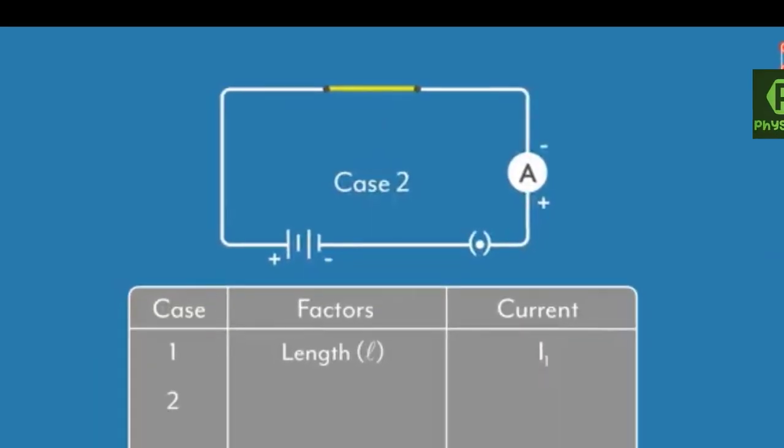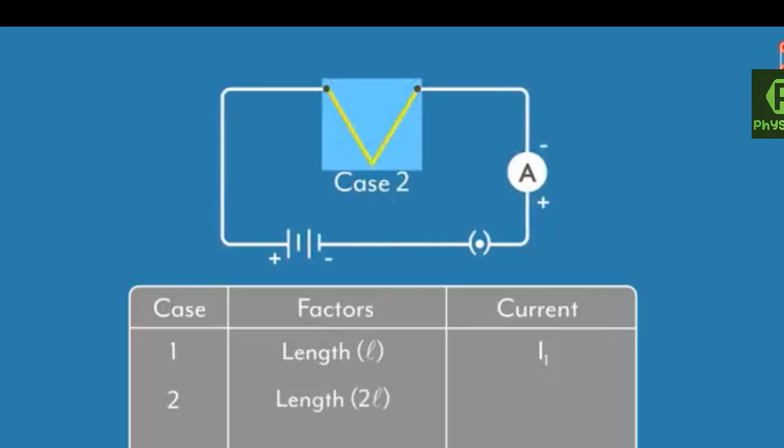In the second case, we double the length of the nichrome wire, but keep the thickness the same. We just double the length. When you measure the reading, you will notice that the current is half of the current measured originally. When the length was doubled, the current halved.